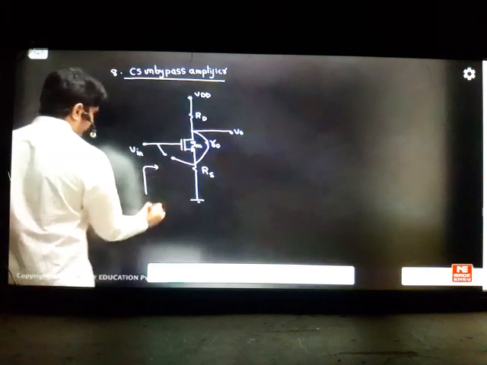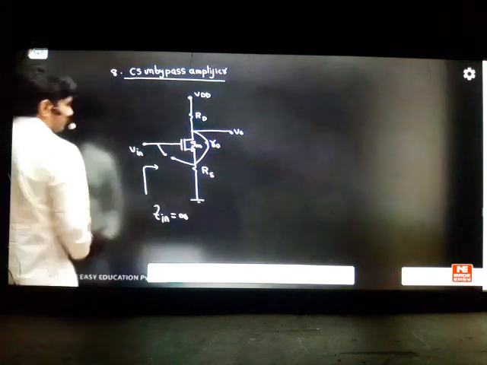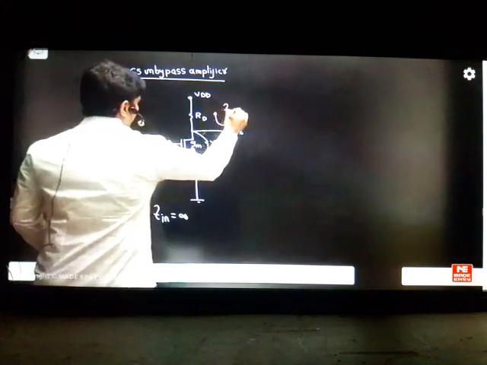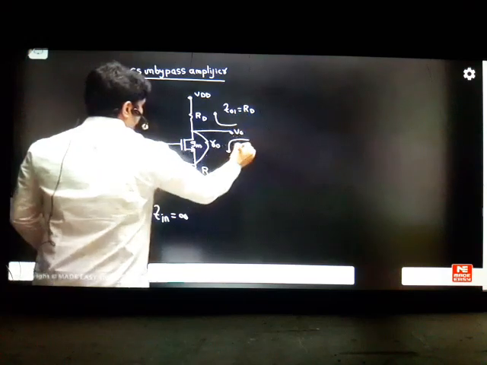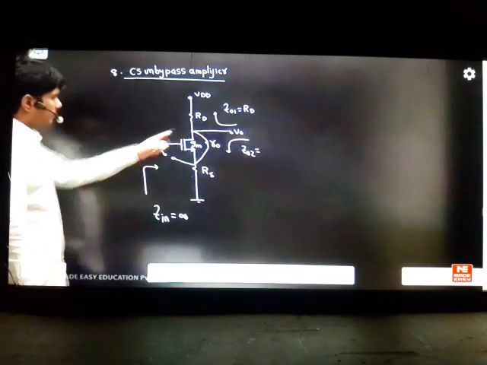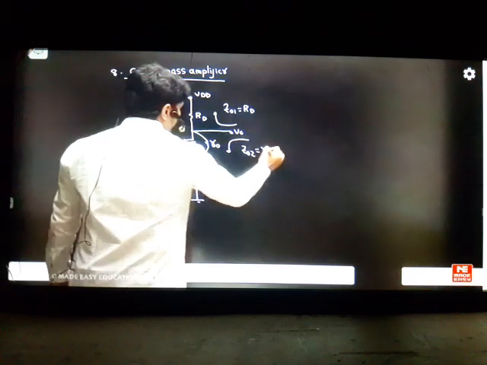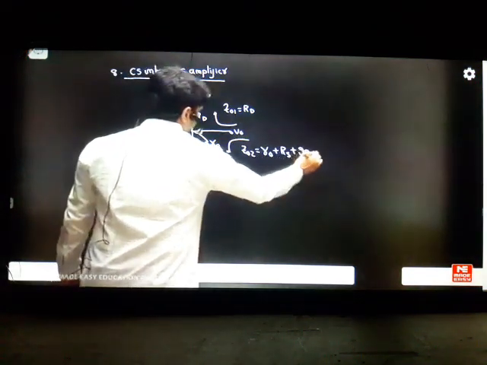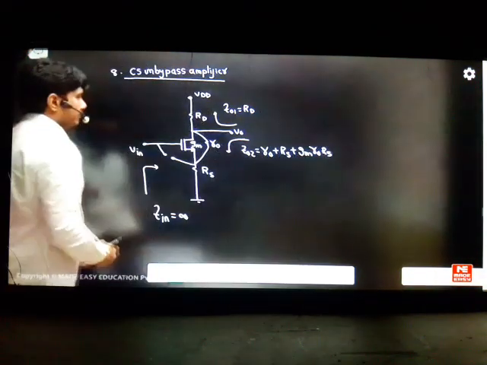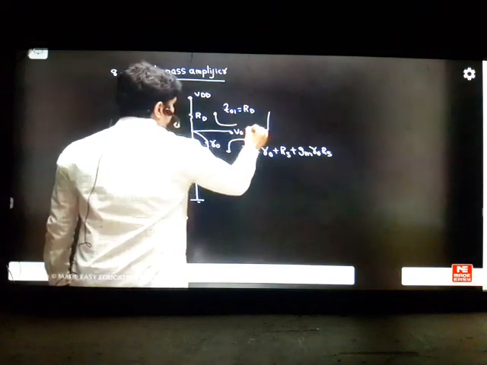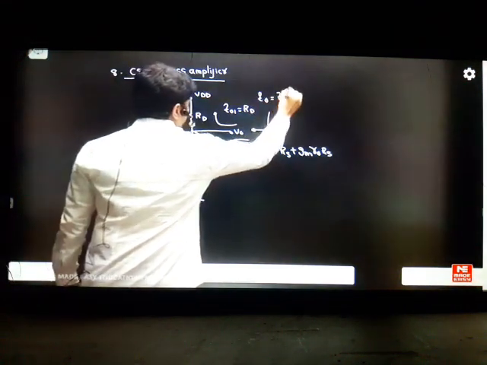For the first answer, you can write from here that your input impedance is infinite. If you see from here, your Z01 will be RT. But if you see from the bottom, your Z02, the same style you can practice: R0 plus RS, these two in series, plus GM into R0 into RS. The two resistors should be multiplied with GM. So this is Z02. But if you want Z0, it is Z01 parallel to Z02.